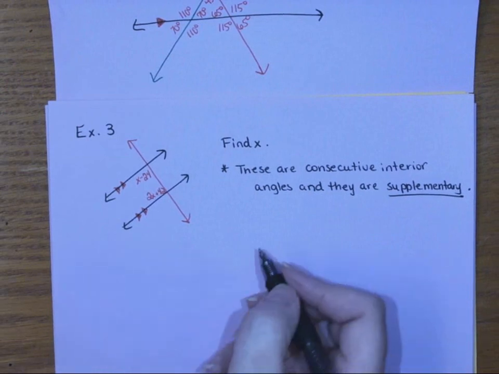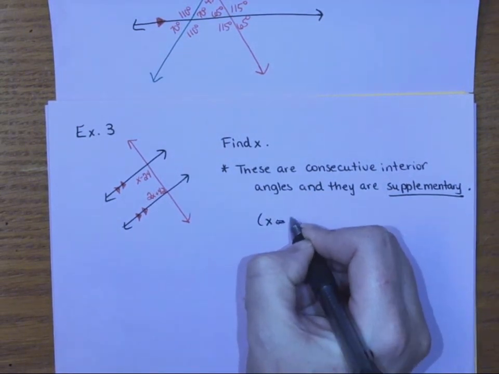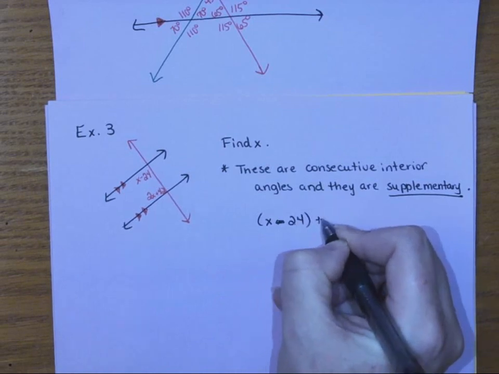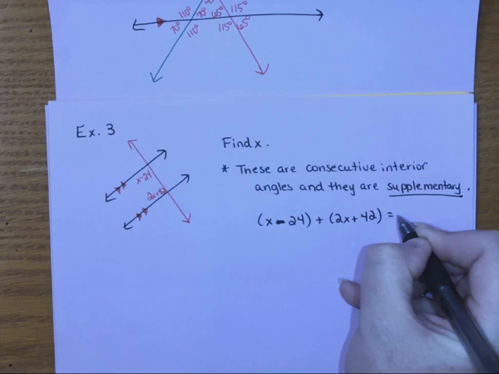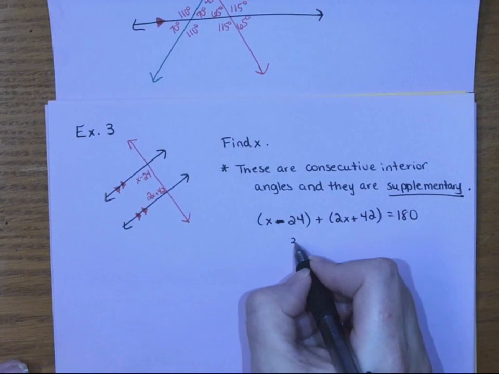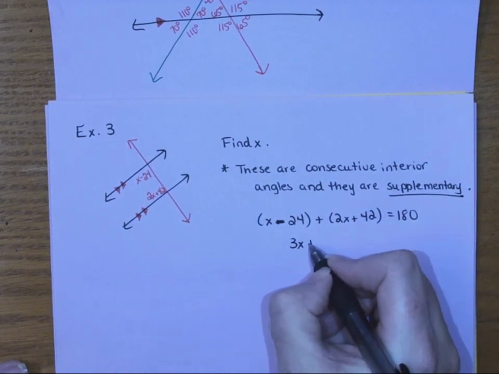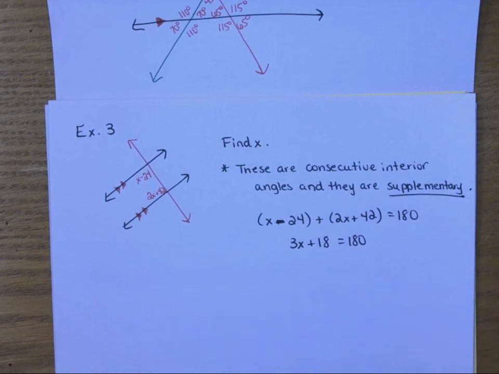So what we need to think about is we need to add, sorry, that should be a minus, x minus 24 plus 2x plus 42. And we need to add those up and set them equal to 180 since they are supplementary. Okay, so we've all had algebra. It might have been a little while, but we've all had algebra. So we add like terms. And then we just start solving, right?